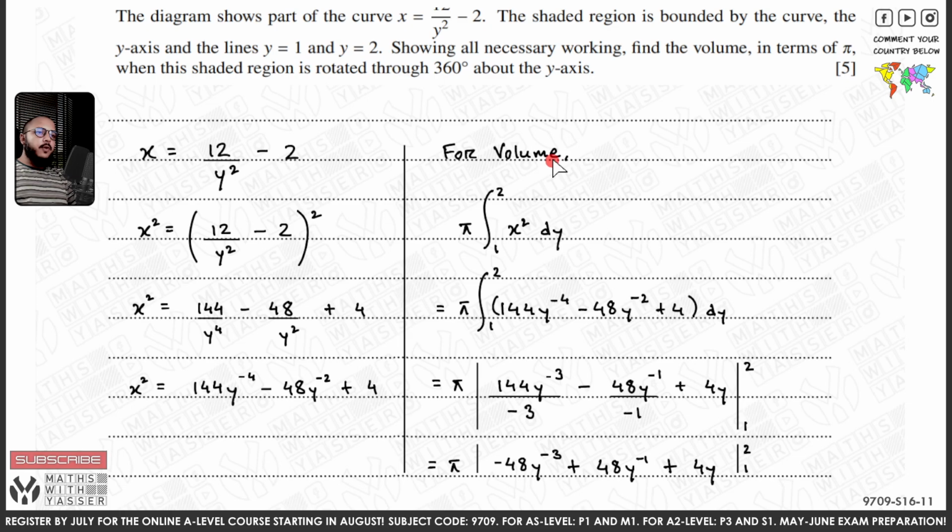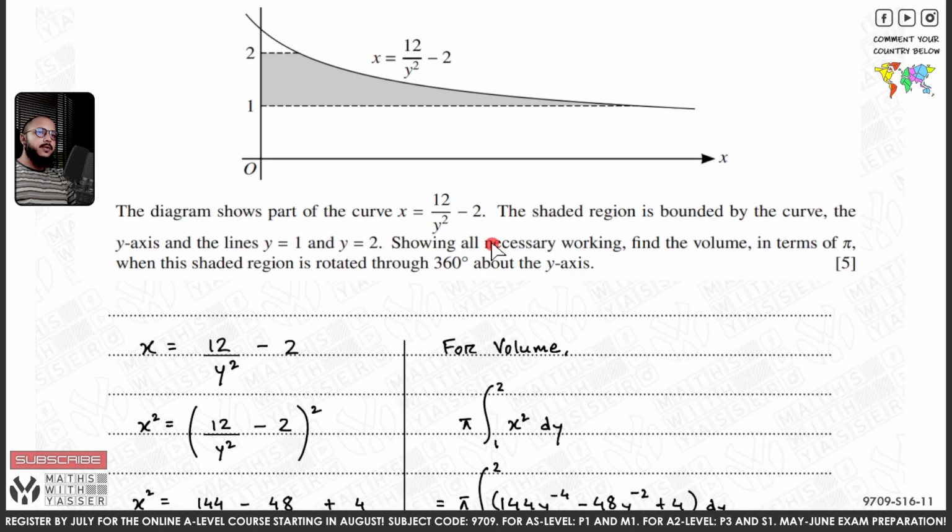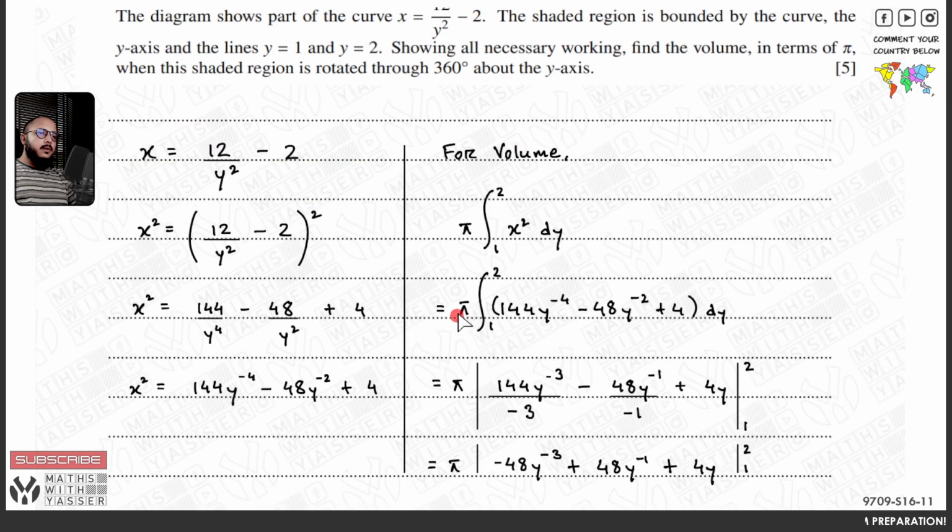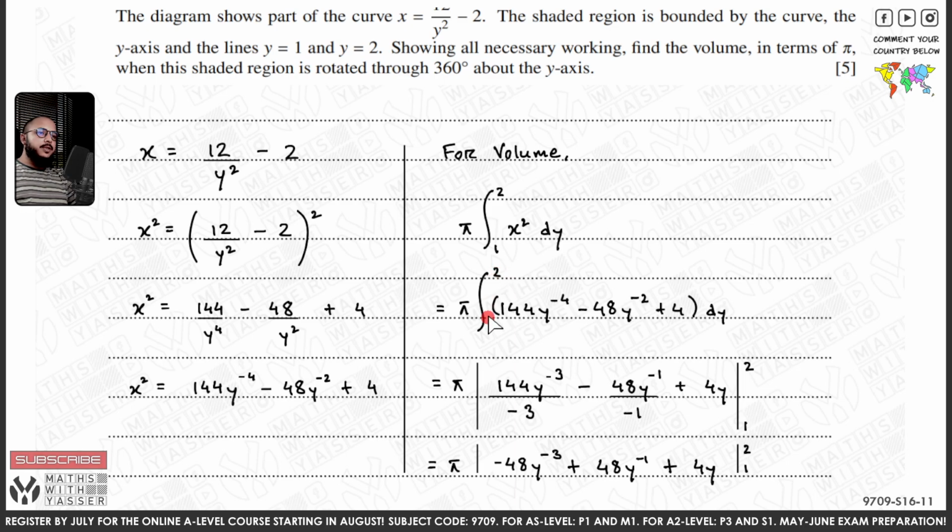So we know that for volume, if the diagram is rotated 360 degrees about the y-axis, we need to consider pi integration of x squared dy, and the limits are 2 and 1. If you look at the diagram, these are the limits. This graph is being rotated 360 degrees about the y-axis. So pi integration, the upper limit is 2 and the lower limit is 1, and we need to integrate this.